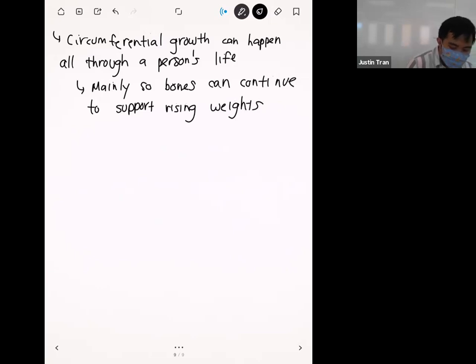Because as people tend to get older, they also tend to get a little bit more overweight, especially in America. And so in order to account for that, your bones can still grow wider. But with that said, once you get past that age when you stop growing, this process slows down significantly. Even though it's still possible once you're older than 18 or 25, it's a lot slower then.